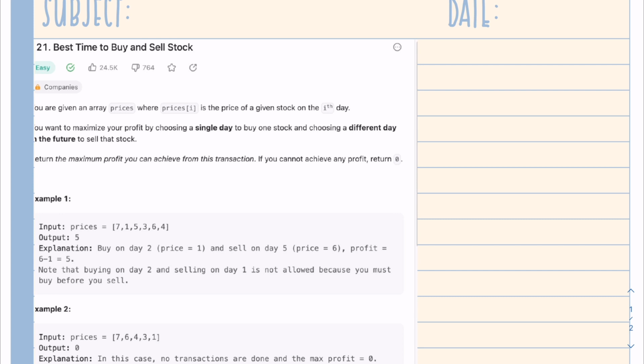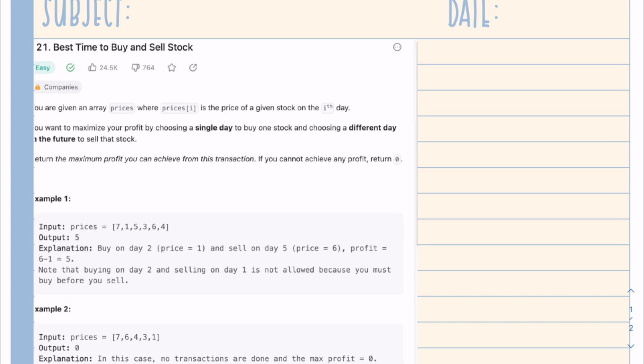Hi everyone, welcome to today's video, and today we are doing best time to buy and sell stock. So here we are given an array of prices. Each price corresponds to a single day, and we need to figure out the best day to buy at a low price and sell at a high price such that we make the most profit.